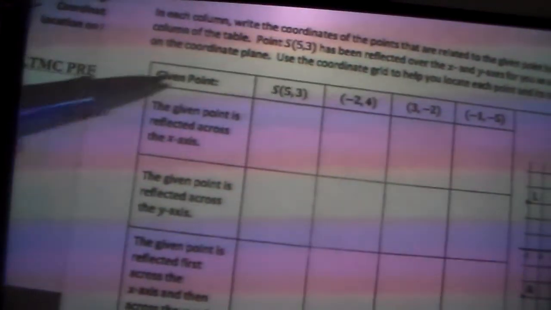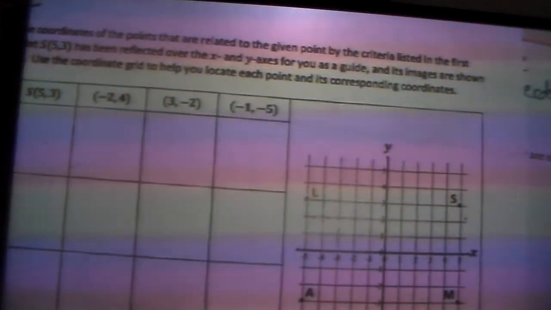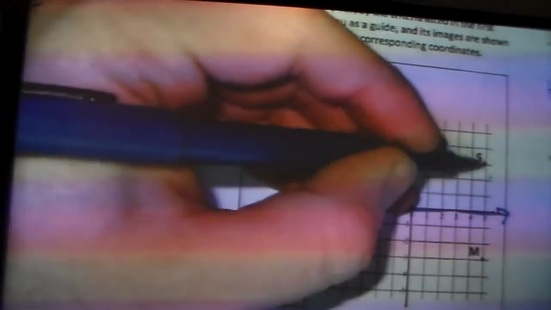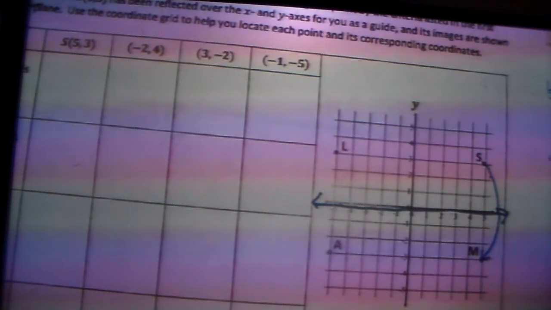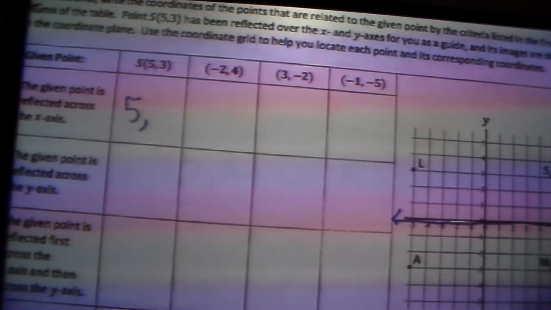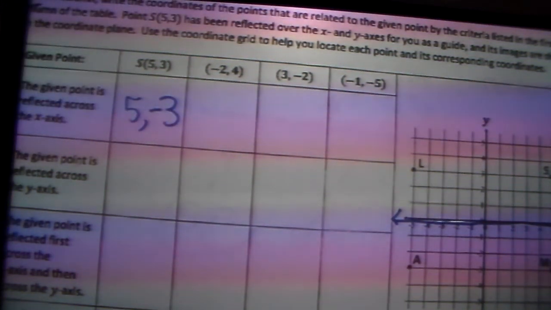So this first one says given point S5, 3. So here's S, and it clearly went 1, 2, 3, 4, 5, up 1, 2, 3. So there's S5, 3. It says reflected across the x-axis. So here's my x-axis. If I reflect over it, I end up at M. And M obviously still has 5, but now instead of positive 3, it's down 3.